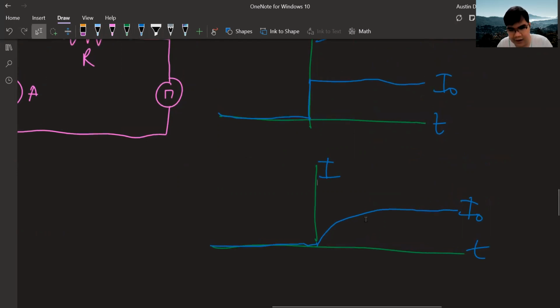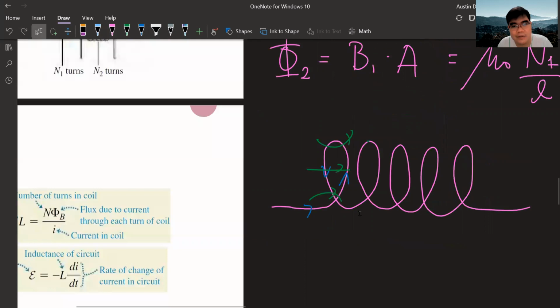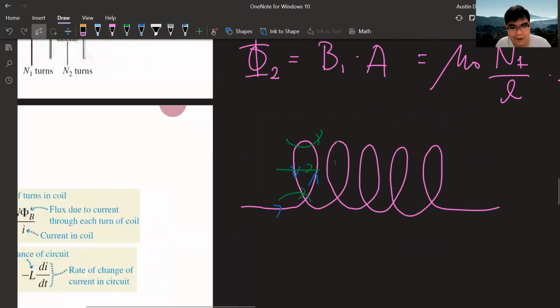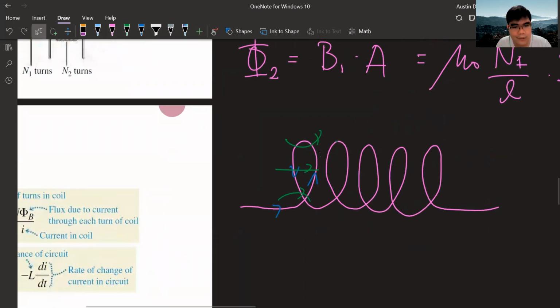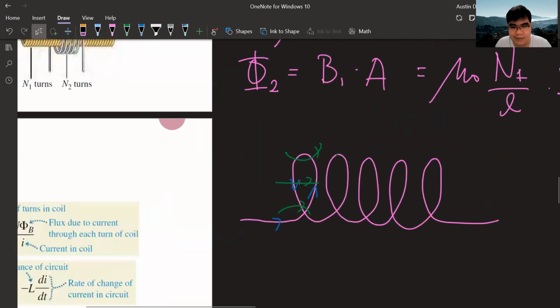Okay, bakit ganyan? Kasi, di ba, mapansin mo, kung sa lesson natin sa induction, ano nangyayari pag may field na nagbabago? Ayaw ng system natin yun. So, magpo-produce ito ng counter current. Para ito, yung unang daloy ng current. Ang gagawin ng other loops, kukontrahin nila lahat yan.